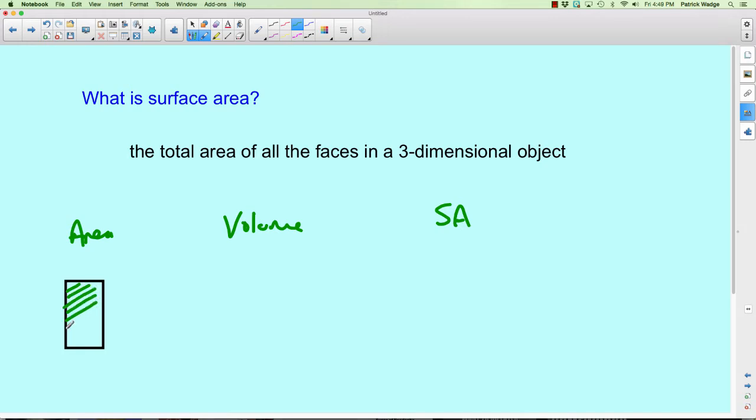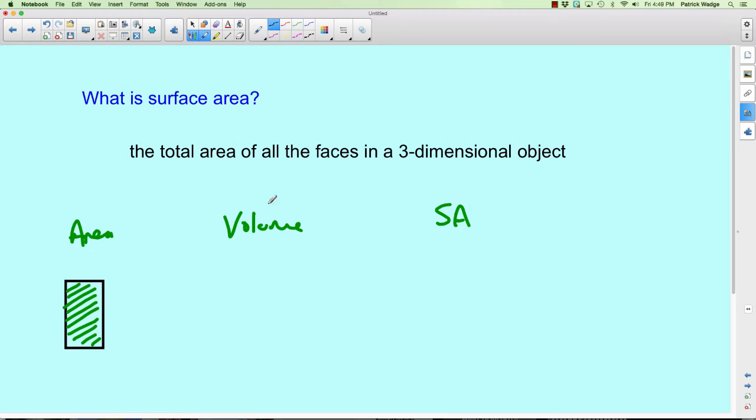Or I kind of think of it as the amount of cover that this shape has. Like if I put this flat shape down on the table, whatever amount of the table it covers, that's the area of that rectangle.